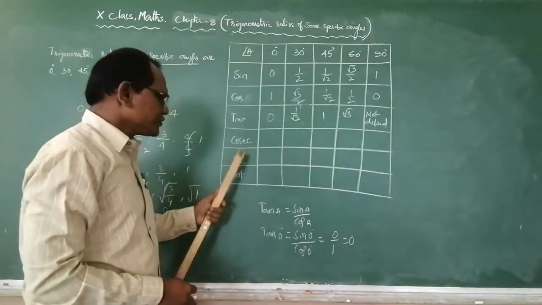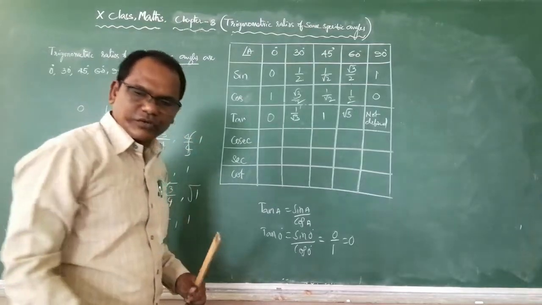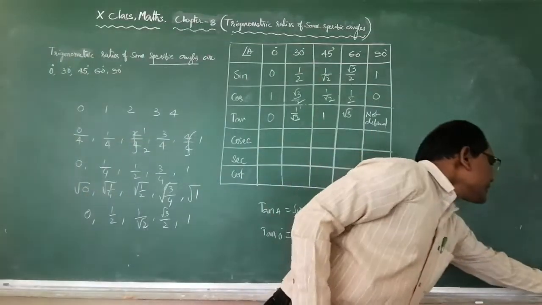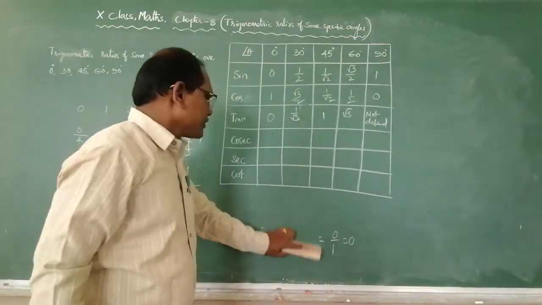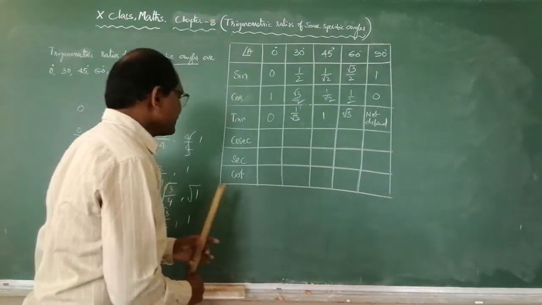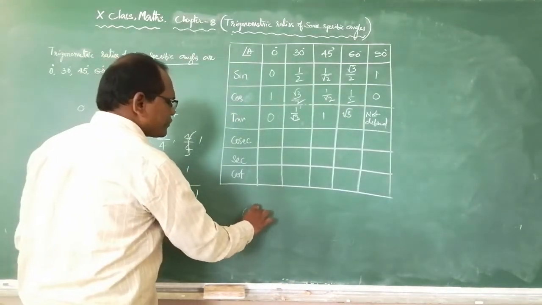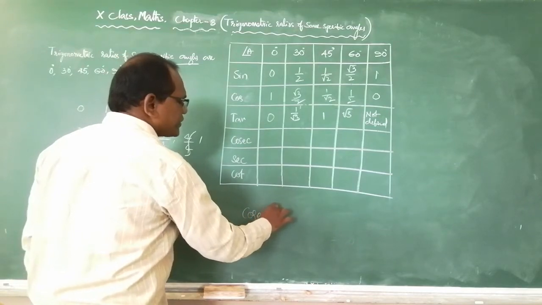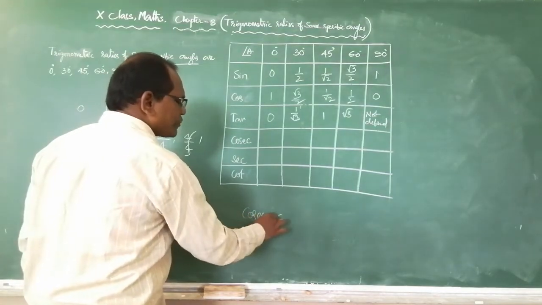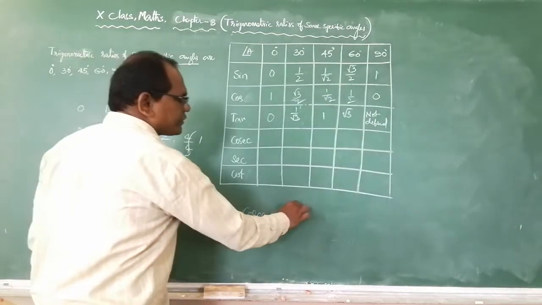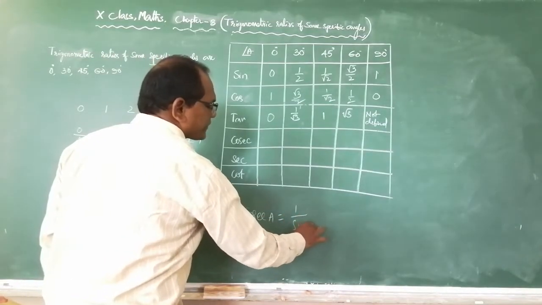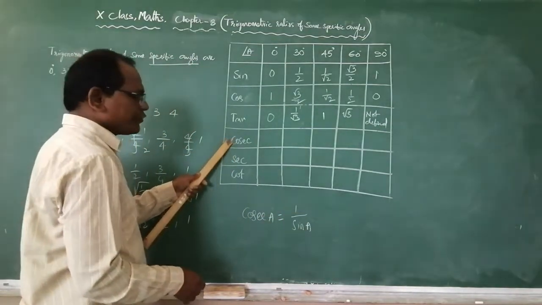Then we have to write the cosecant next. Cosecant means the reciprocal of sine. So I am writing here cosecant A equals 1 by sine A. So here is the cosecant row.